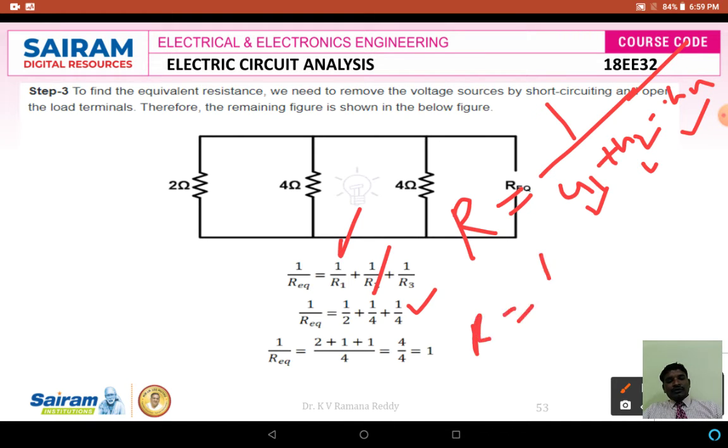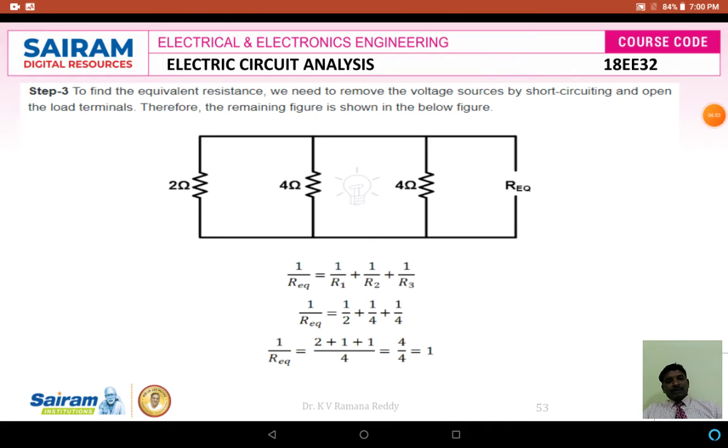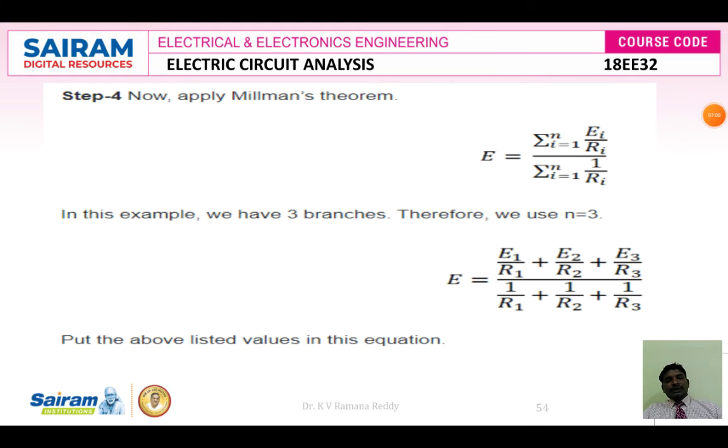R is equal to 1 divided by all the values: 1 by 2 plus 1 by 4 plus 1 by 4. So this value becomes 1 by R equivalent. If I take it, it comes 2 plus 1 plus 1 divided by 4. If you simplify here, the value becomes 1 ohm, that is, R equivalent is equal to 1 ohm.